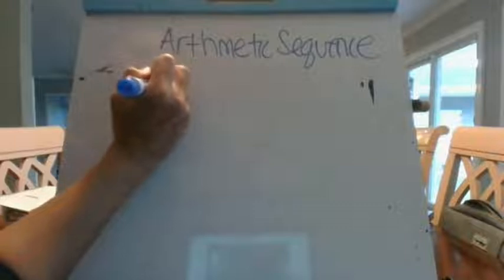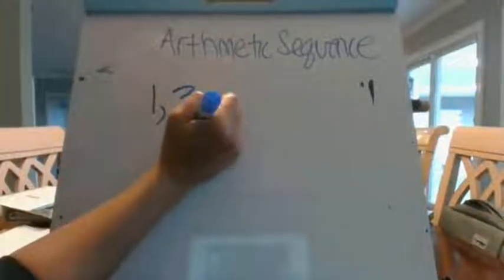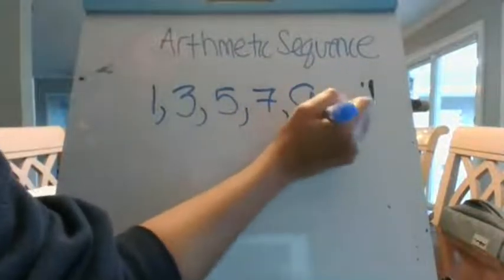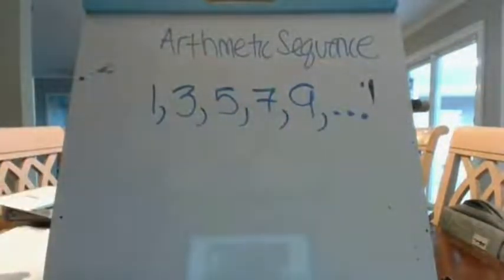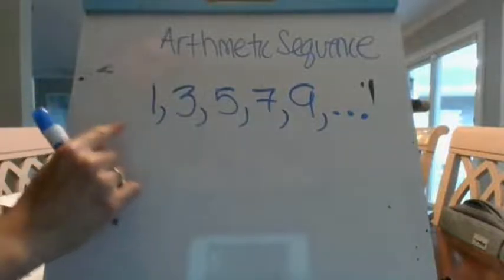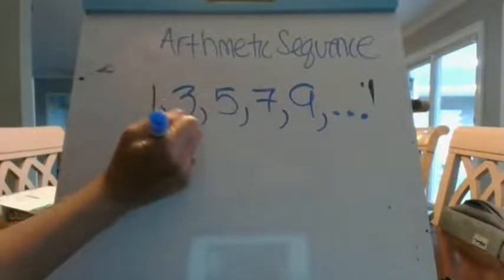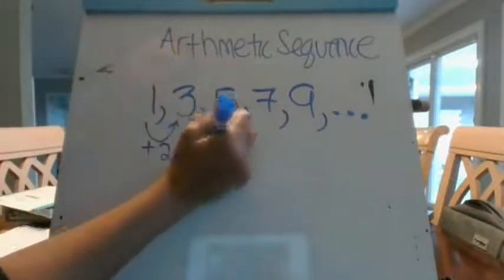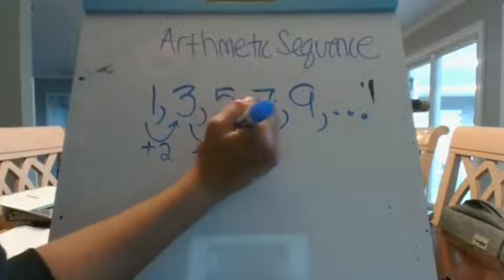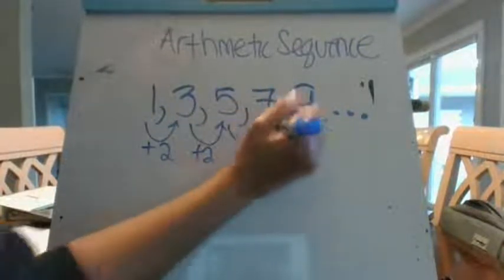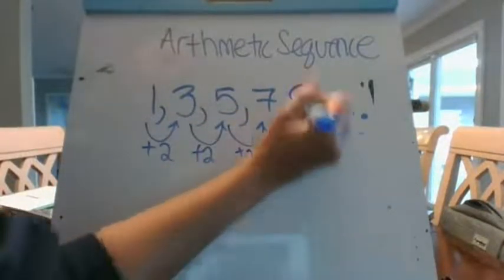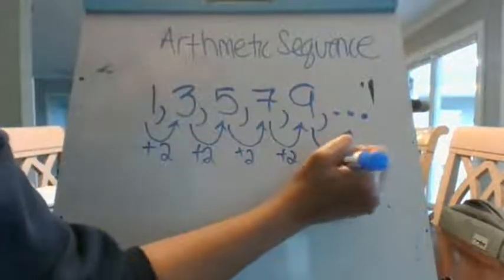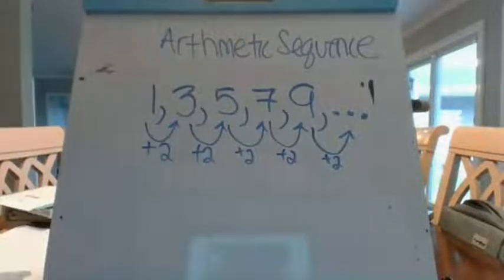So here's an example of an arithmetic sequence. Okay, this is an arithmetic sequence because if you notice, from one number to the next number, we're adding 2. So 1 plus 2 is 3. 3 plus 2 is 5. 5 plus 2 is 7. 7 plus 2 is 9. And then you can figure out what the next number would be because if you added 2 to 9, you would get your next number in the sequence, which would be 11.